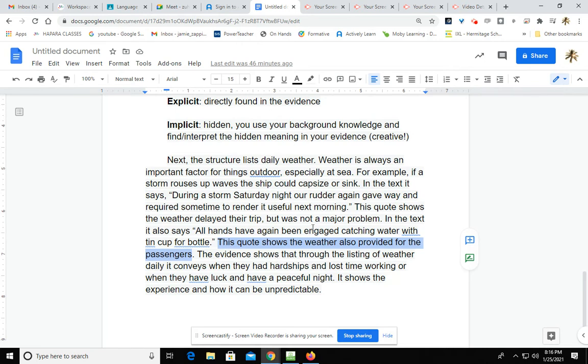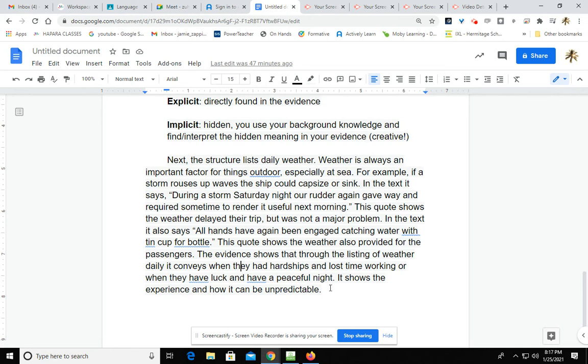They use their knowledge of what they know about when someone catches water and puts it in a cup. And they're able to explain in that creative way how the weather was actually beneficial in that journal for communicating their needs for surviving on the journey at sea. That's implicit analysis. It's important to have a mix. You can have some explicit, but you definitely need that implicit layer when you're not just restating the evidence, but you're actually looking closely at it and making a hidden connection, a creative connection that other people might not be able to notice. And really, that is the bulk of what you need to have in your body paragraphs.